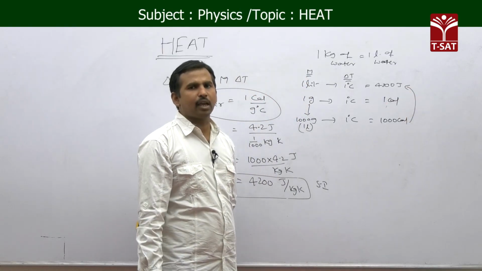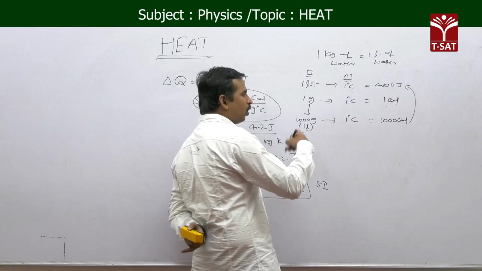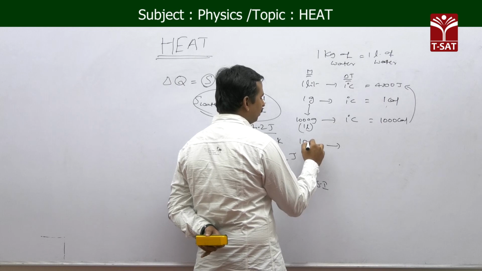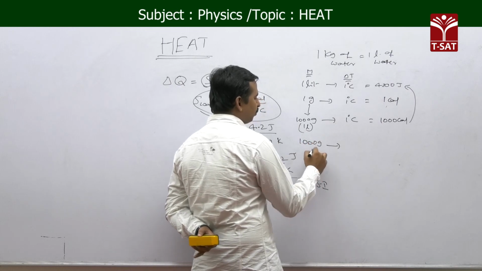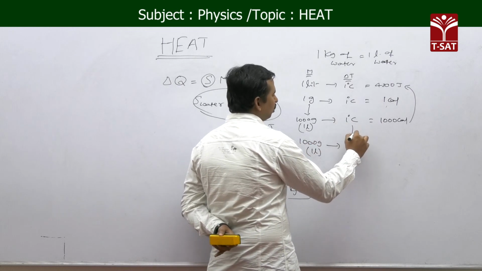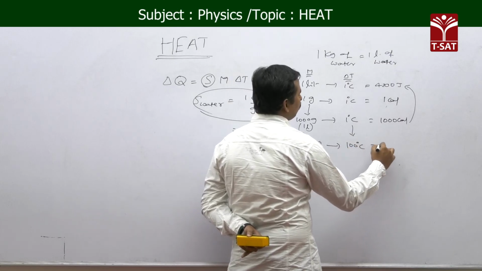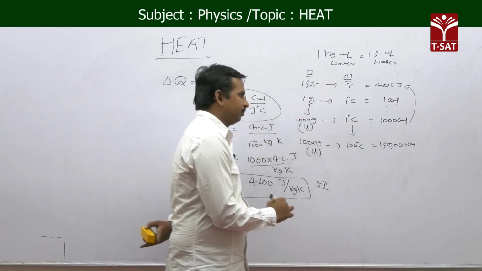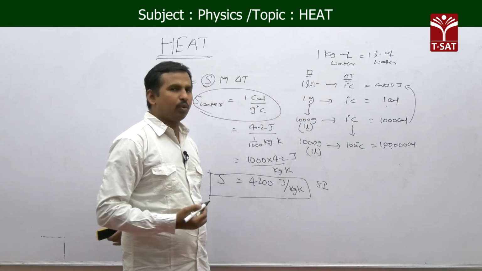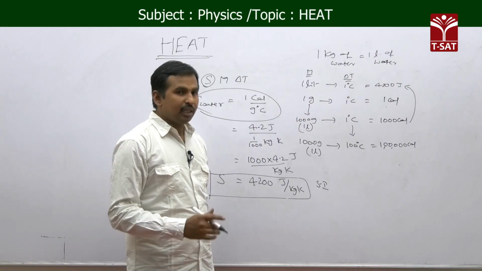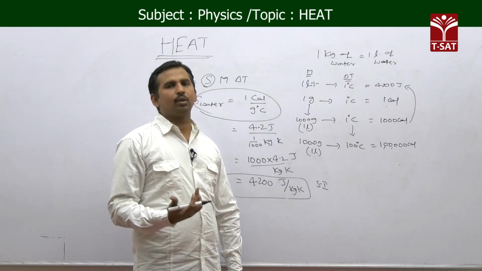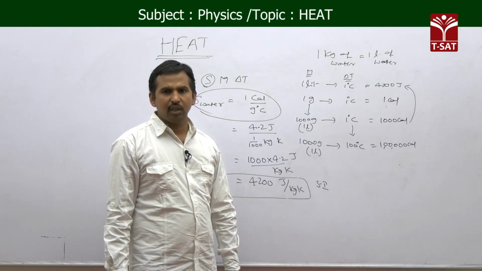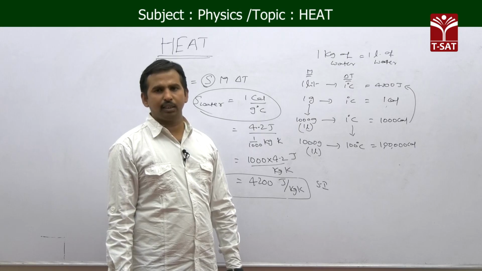Suppose I want to boil all the water, meaning I am raising the temperature of 1000 grams, which is 1 liter of water, to 100 degrees Celsius. Then the amount of heat energy required is 1 lakh calories, because 100 into 1000 becomes 1 lakh calories. So if you want to boil 1 liter of water, the heat energy required is 1 lakh calories, which is a huge amount of heat energy.